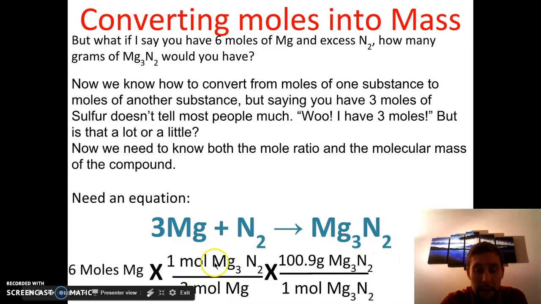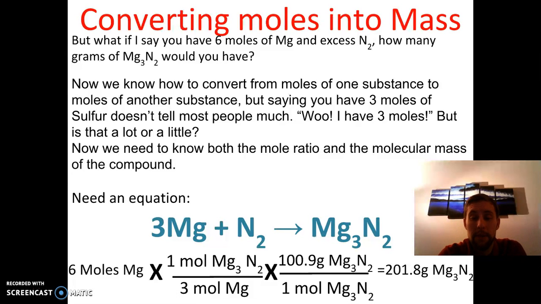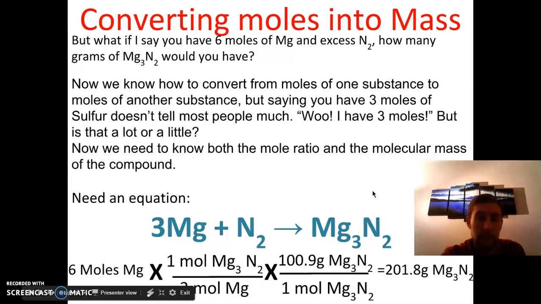Now everything on the bottom is canceled. The only thing we're left with is grams of magnesium nitride, which is, hey, what they want. Now we have to do the math. 6 divided by 2 times 1 if you want, but it won't do anything. Divided by 1 if you want, but it won't do anything. Times 100.9 will get us an answer of, oh, I'm hiding it, answer of 201.8 grams of magnesium nitride. Easy peasy, hopefully. Make sure you have the example down so you can reference it back if that wasn't easy for you.